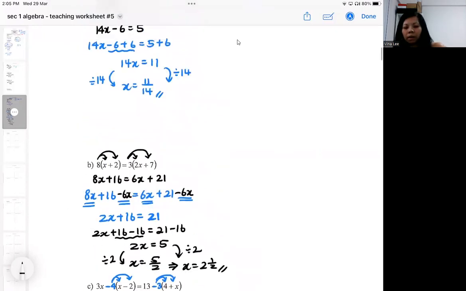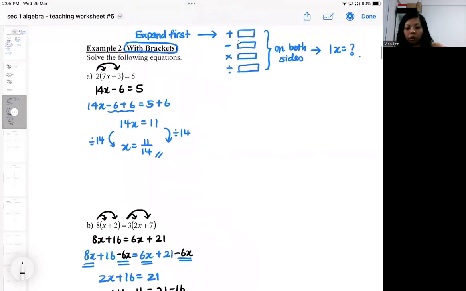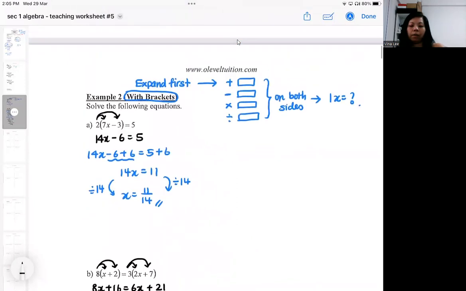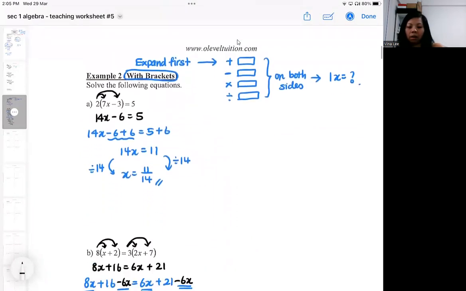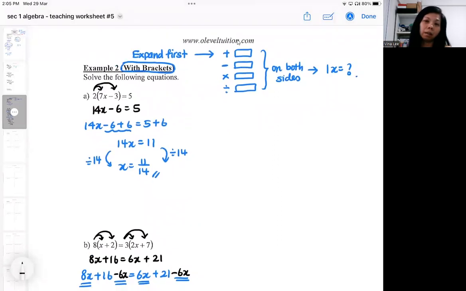Okay, so whatever it is, the method doesn't change. Your objective doesn't change. So you do according to your objective. So that is the idea of solving. Okay, so that is the basic idea of solving.